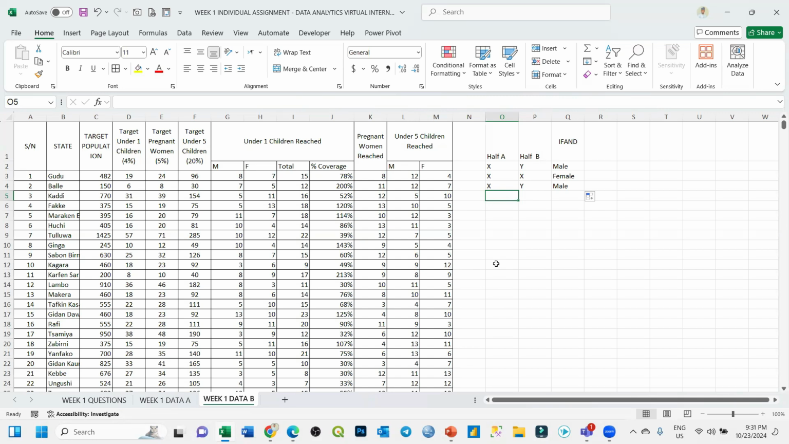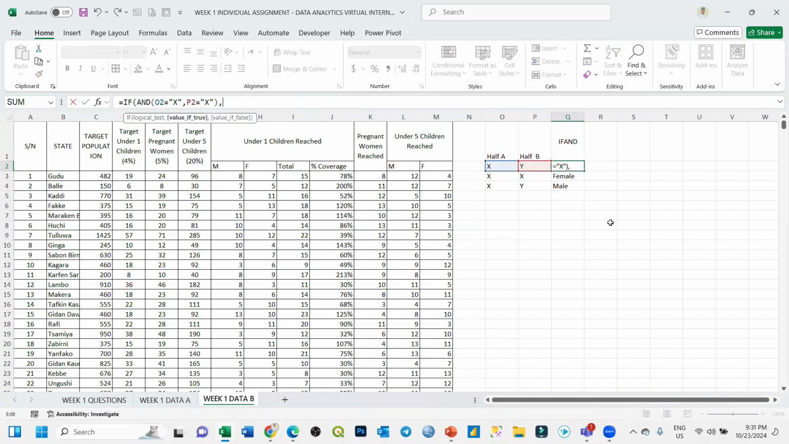Let's say it is YX or YY or whatever. We are going to call it, for example, let's just say nothing. So now we'll create the IF nested in here, IF nested of this AND. After this one, I'm done with this one, so I'm going to put the value if true.